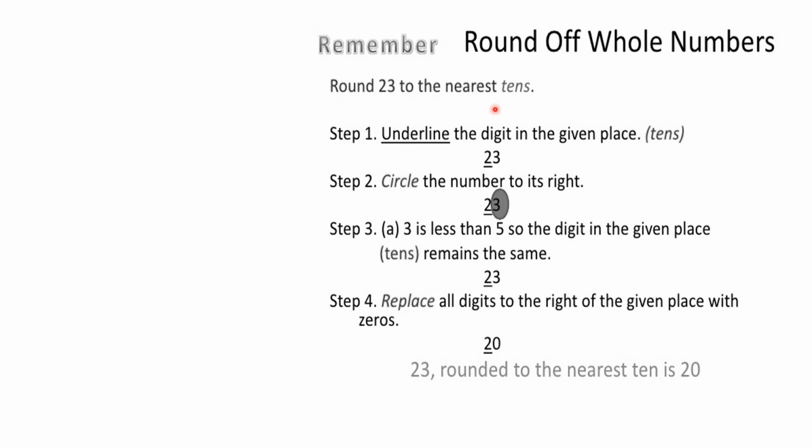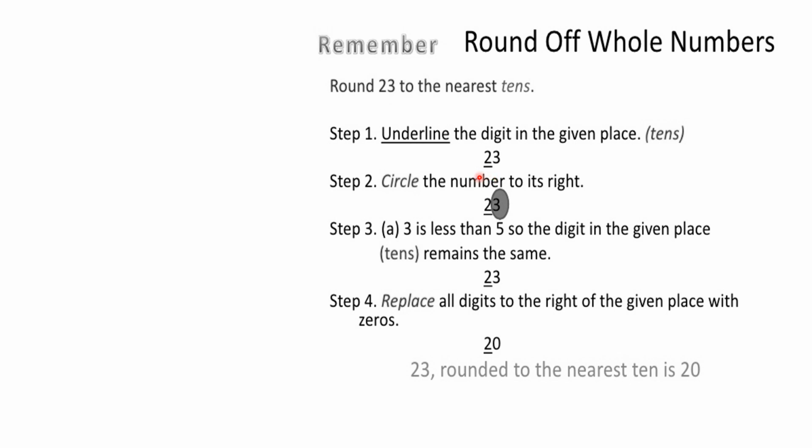Let us understand the steps. First is underline the digit in the given place. For example, if we have to round 23 to the nearest tens, then what will we do? Here it is 23. At first we will underline the required place. We have to round off up to the tens place. So 2 is at the tens place.